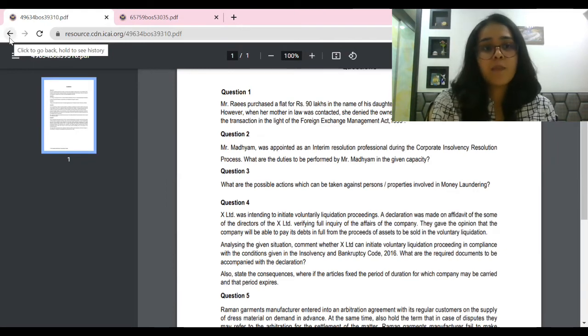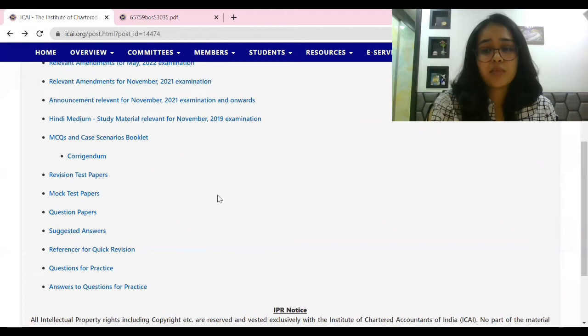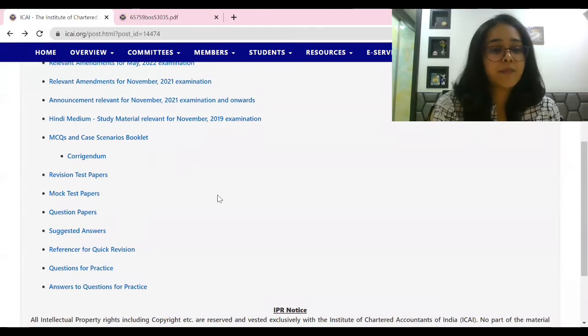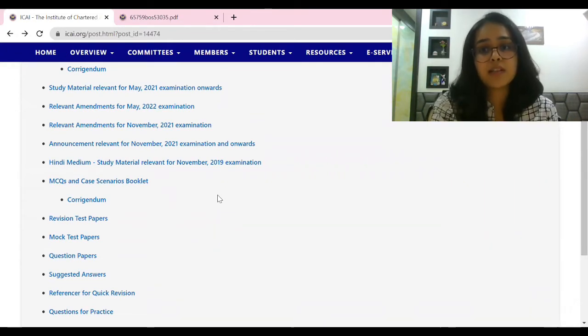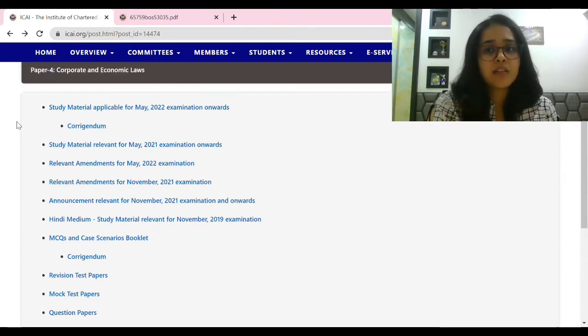Also, do not miss out on any resource that ICAI has put forward, because it's always with a reason. And it's very often that ICAI tests on the material that it has provided. So even for amendments, even for specific updates which are released, it has been in history that it has tested them more often. So be vigilant of all these changes which are released.